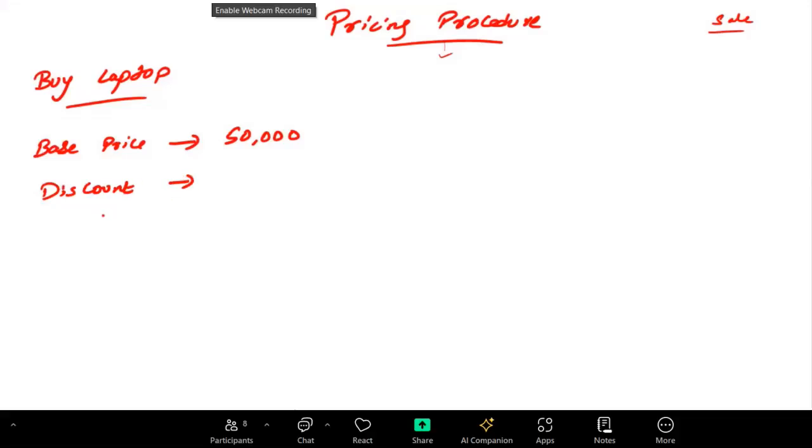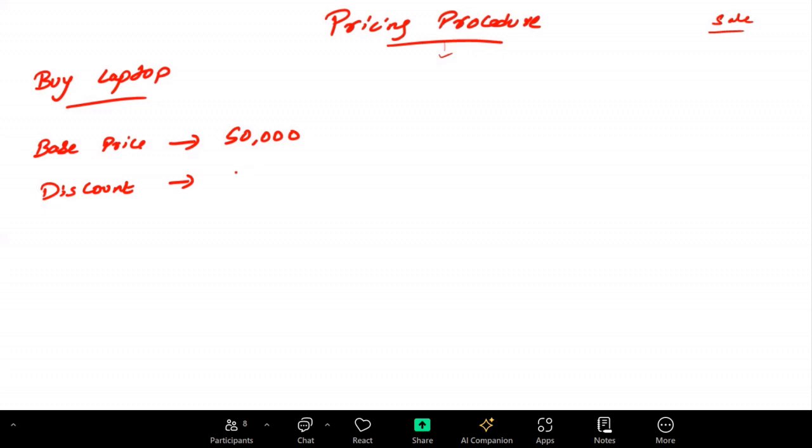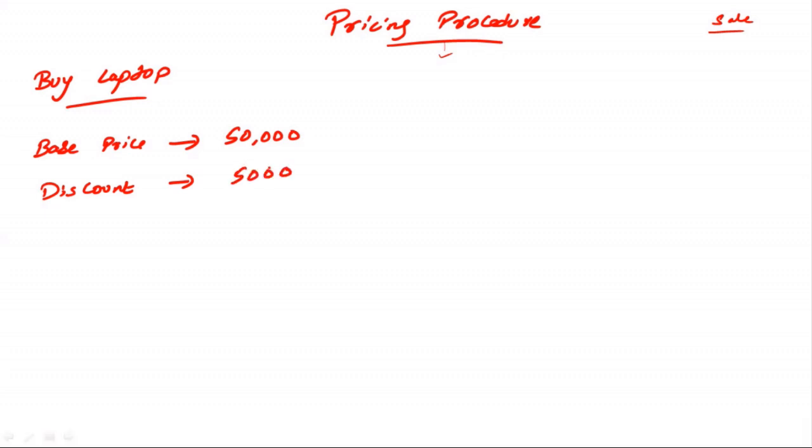Okay, so he's going to give a discount of 10% or 5% or 15%. That depends on the seller. So the discount is 5,000. If I say 10%, it is 5,000. Okay, so this discount will get subtracted.